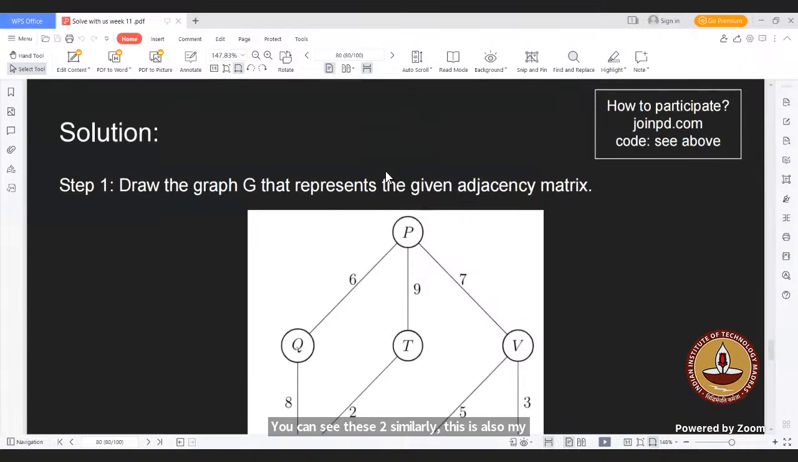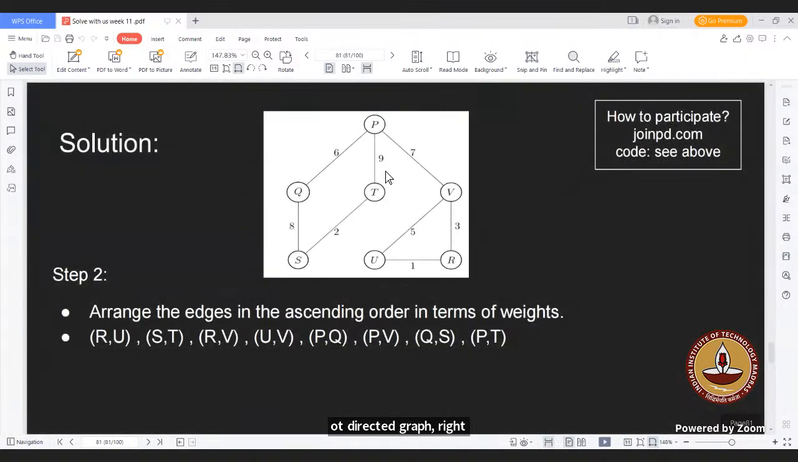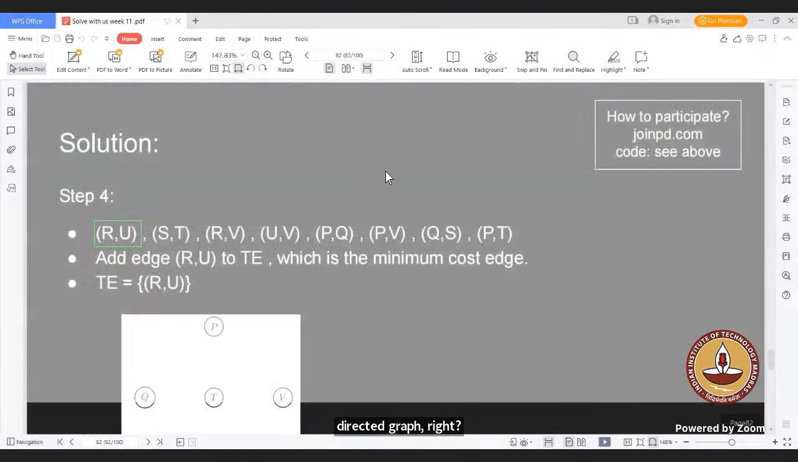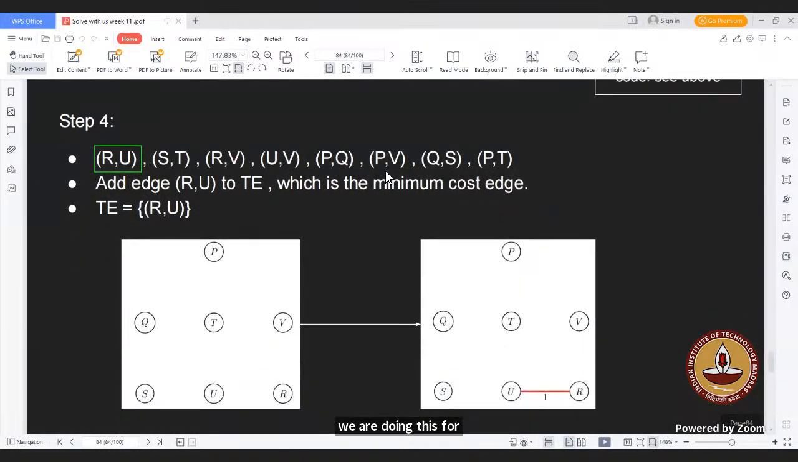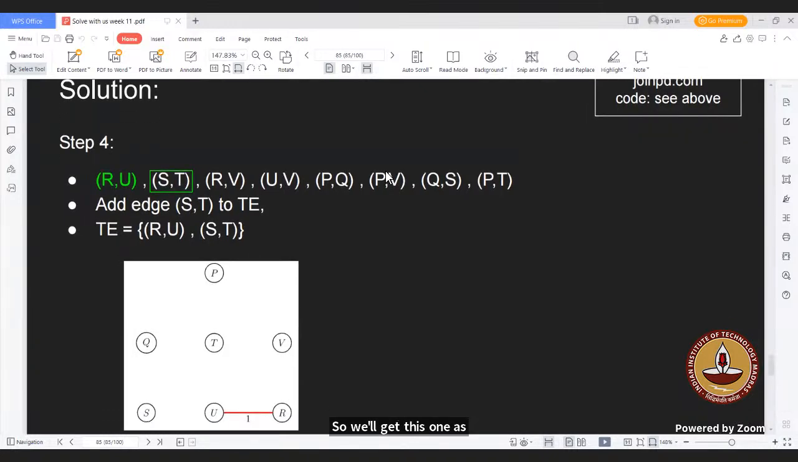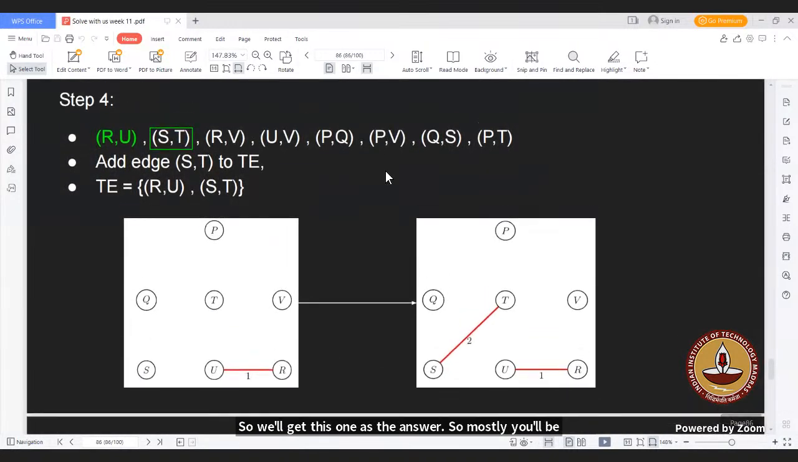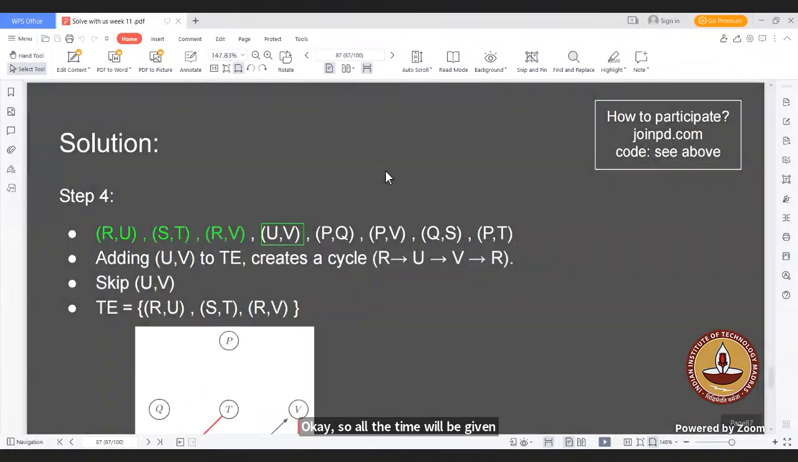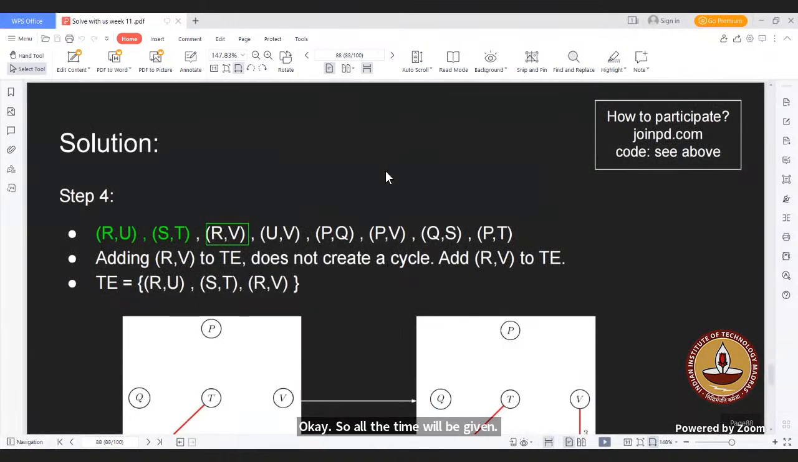So we are doing this for an undirected graph, and we'll get this one as the answer. Mostly you'll be given an undirected graph, all the time. So we should first arrange the edges in ascending order and then start adding them, such that none of them creates a cycle.